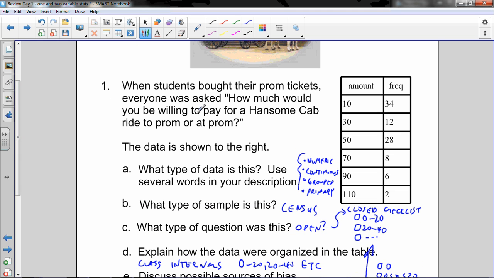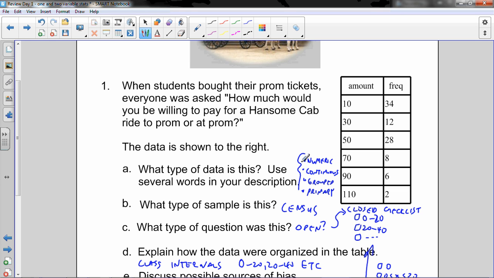Typical question here: when students bought their prom tickets, everyone was asked how much would you be willing to pay for a handsome cab ride to prom or at prom? And there was the data. So this is the idea of, 34 people said they'd be willing to spend $10, 12 people said they'd be willing to spend $30, and so on. There's the data. What type of data is this?